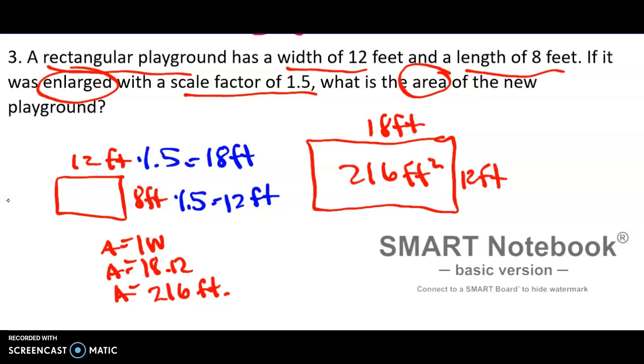3. A rectangular playground has a width of 12 and a length of 8. If it's enlarged or made bigger with a scale factor of 1.5, what is the area of the new playground? So I drew a rectangle that had the dimensions of 12 by 8. I multiplied each dimension by 1.5 and it gave me new dimensions of 18 by 12. So now I know the dimensions of the new enlarged rectangle. The formula for area is area equals length times width. 18 times 12 should give me 216 square feet.